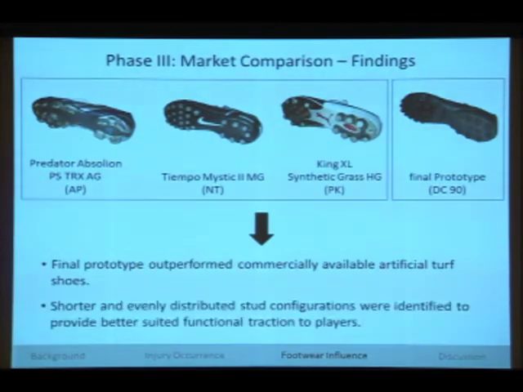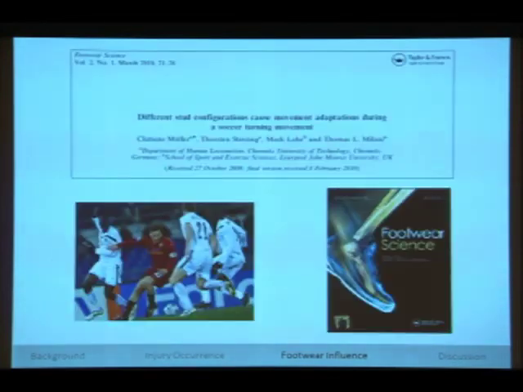But also, rather than just picking this boot, we were able to derive general manufacturing guidelines. Shorter and evenly distributed stud configurations were identified to provide better suited functional traction to players. It seems that on artificial turf, the shorter studs are better suited than these relatively long studs, and that multiple studs are helpful for quick and agile movements of the players.